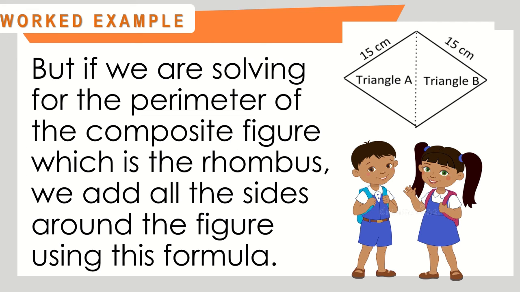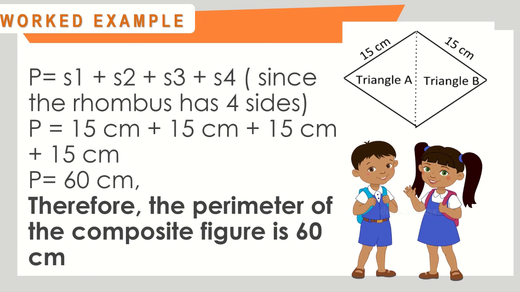But if we are solving for the perimeter of the composite figure, which is the rhombus, we add all the sides around the figure using this formula. P is equal to S1 plus S2 plus S3 plus S4, since the rhombus has 4 sides. P is equal to 15 cm plus 15 cm plus 15 cm plus 15 cm. P is equal to 60 cm. Therefore, the perimeter of the composite figure is 60 cm.